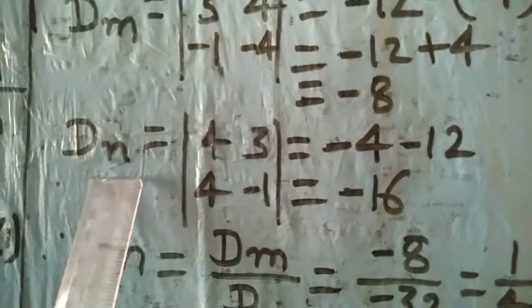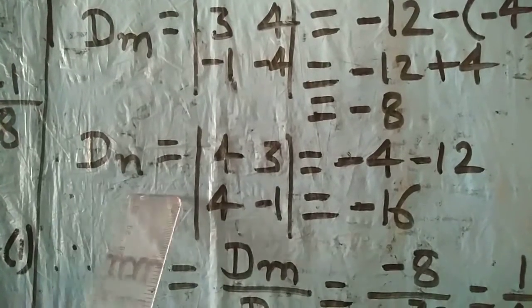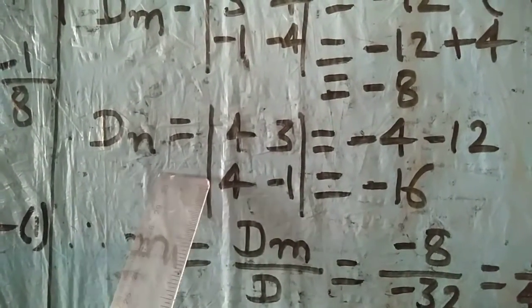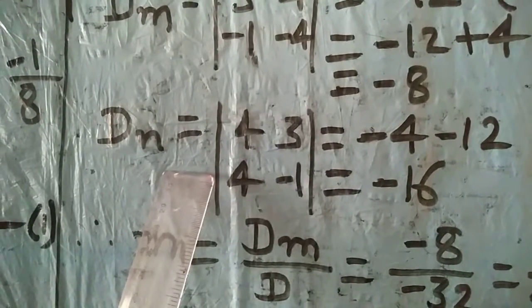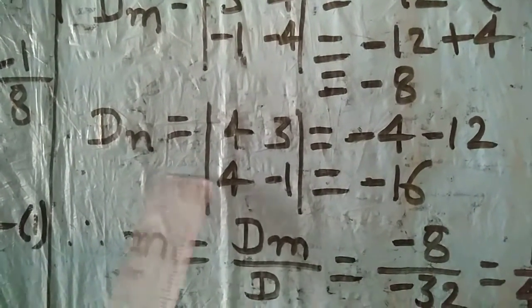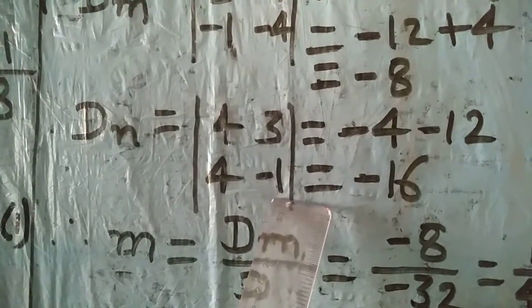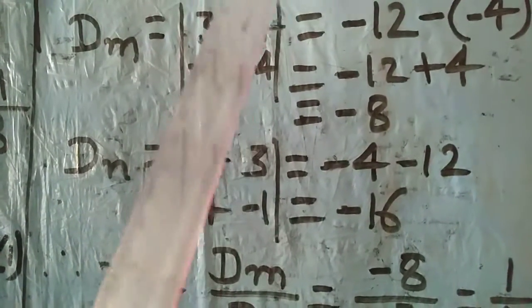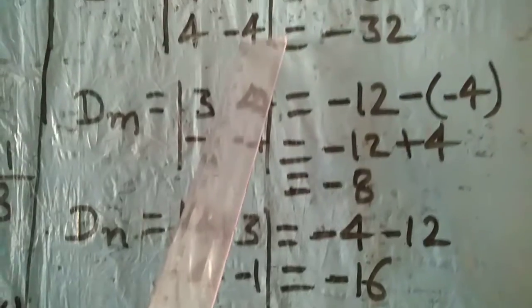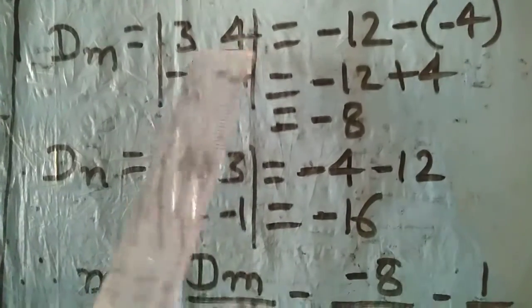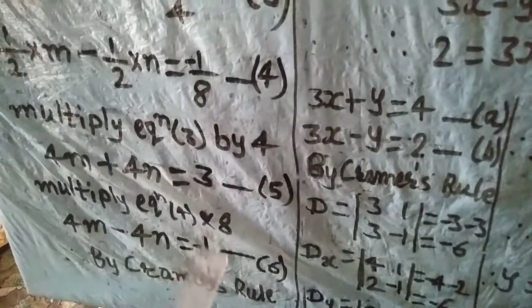Okay. Now come on to the determinant D sub n. Now to solve D sub n, again we have to eliminate the n column. Replace the n column of the determinant, that is 4, minus 4, and instead of that you have to put the constant terms. Your constant terms are 3, minus 1. This is your constant term.